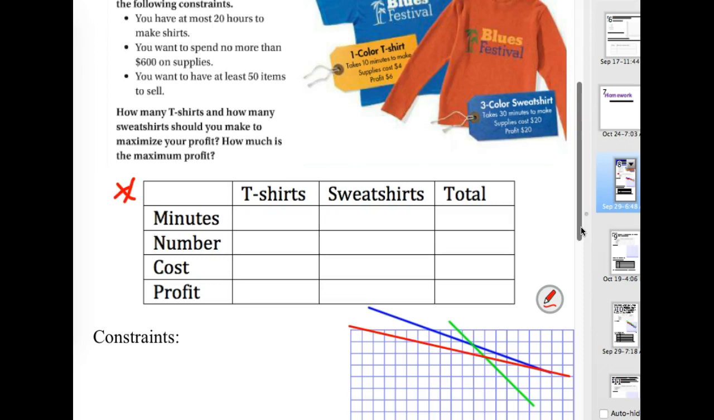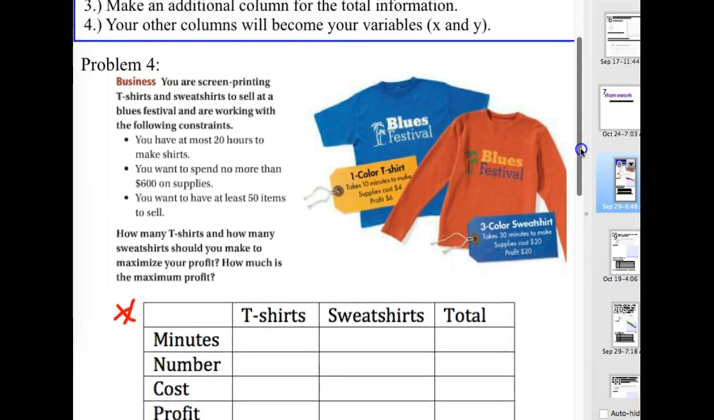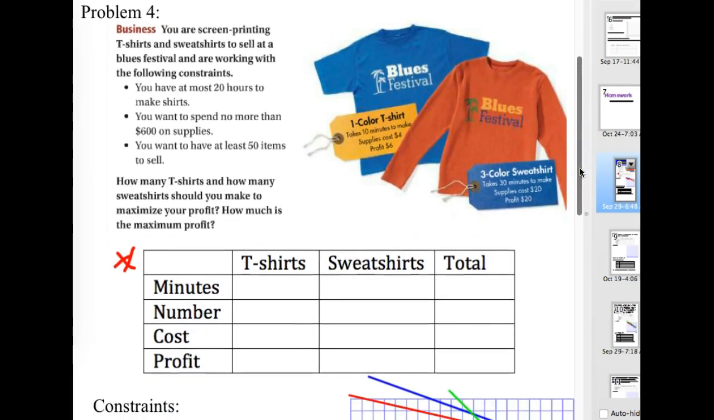Okay? In our first example here, it says you're screen printing t-shirts and sweatshirts to sell at a blues festival, and you're working with the following constraints. You have at most 20 hours to make the shirts. Okay? That's a time constraint, right? So we have something about time. Then it says we want to spend no more than $600 on supplies. We have a money limit. Okay? And then it says we want to have at least 50 items to sell.